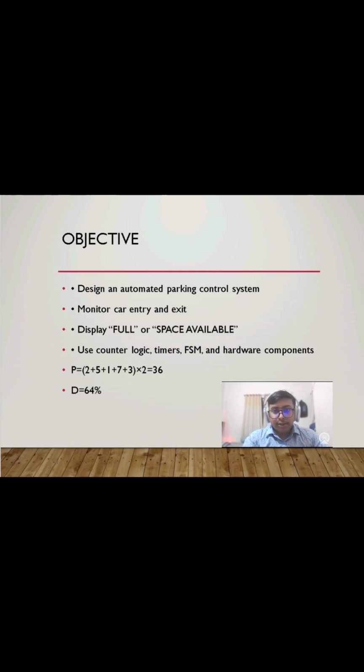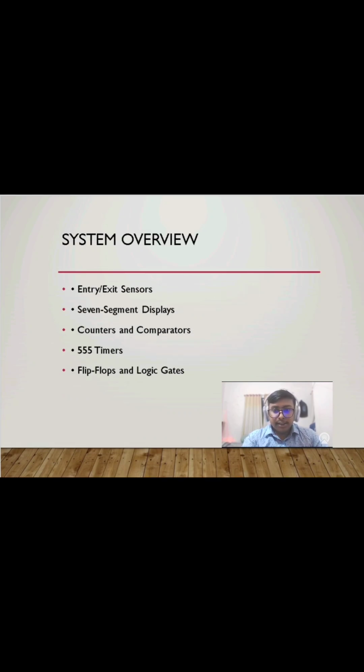So let's talk about the system overview. This system's core components operate on this principle. First one is the sensor. Infrared or inductive loops detect the car, and the sensor generates a pulse, high or low, interpreted as a binary input. Second one is counter logic: a 3 bit synchronous up or down counter tracks cars, and D type flip flops store the state and combinational logic determines the next state.